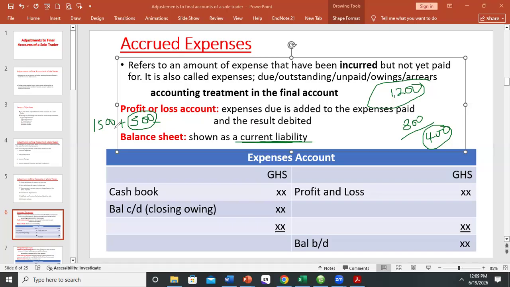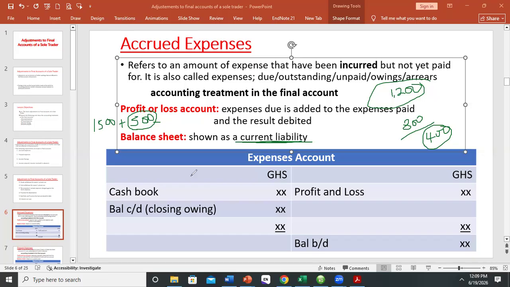Yes, please. Okay. So we're looking at the adjustment and we are on the first item, which is accrued expenses, where the business might be owing certain expenses, right? As in, they have incurred the expense, but they haven't paid. So we are saying in your profit or loss account, you have to add that expense you haven't paid because it belongs to the period, just that you haven't paid. Okay. And then in the balance sheet, that portion will be shown as a current liability.